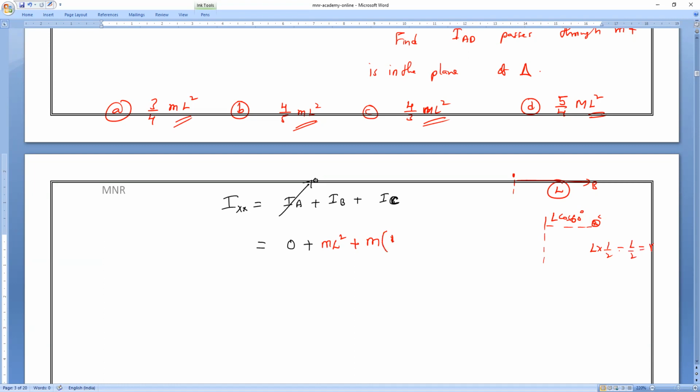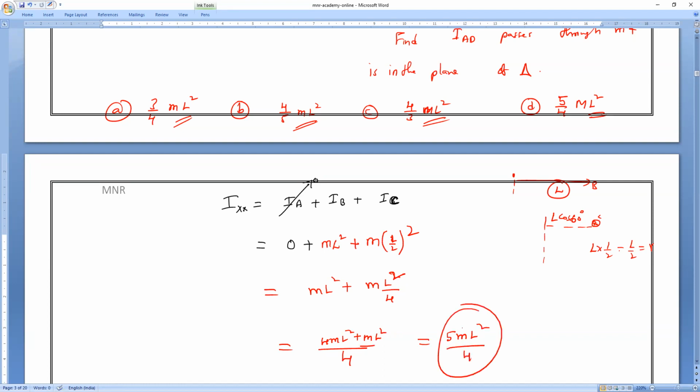So R square is equal to what, guys? Speak loudly. L/2 whole square. So ML square plus ML square by 4. If I take the LCM as 4, 4 ML² plus ML², so 4 plus 1, 5 ML² by 4. So the answer is 5/4 ML². Option D is the correct answer. All of you understand how to solve?